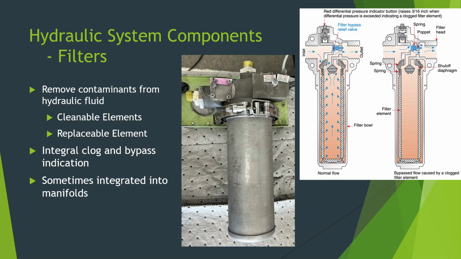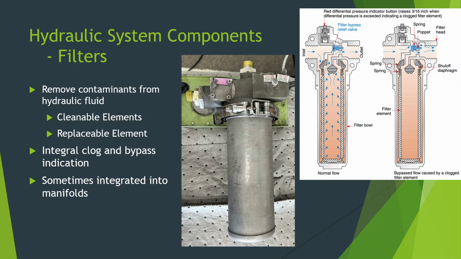The other reason we have filters in there is in case of a component that fails. We don't want one component failing, releasing particulates into the fluid, then getting pumped around to the rest of our system and causing failure of other components. And so we have our filters that remove these different contaminants, okay? And they can be one of two types. They can be cleanable elements or replaceable. Most transport aircraft use a replaceable element. And the reason for that is replaceable elements are going to be a finer filter media.